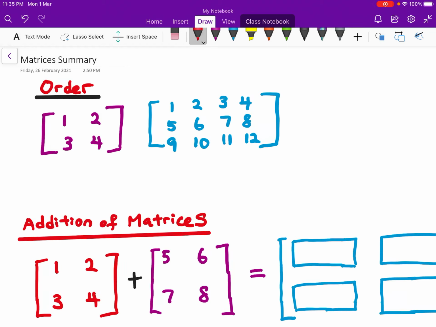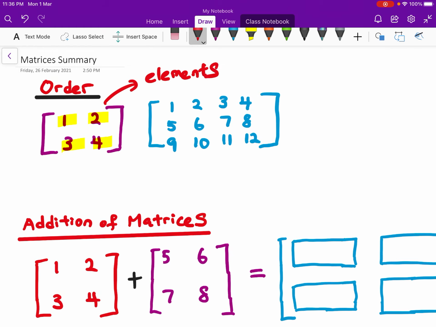Okay, so this is the matrix summary. Let us recap what we learned on matrices. First of all, we need to understand what order is. Look at the purple matrix. I have 1, 2, 3, 4. These are all what we call elements, the elements inside a matrix.